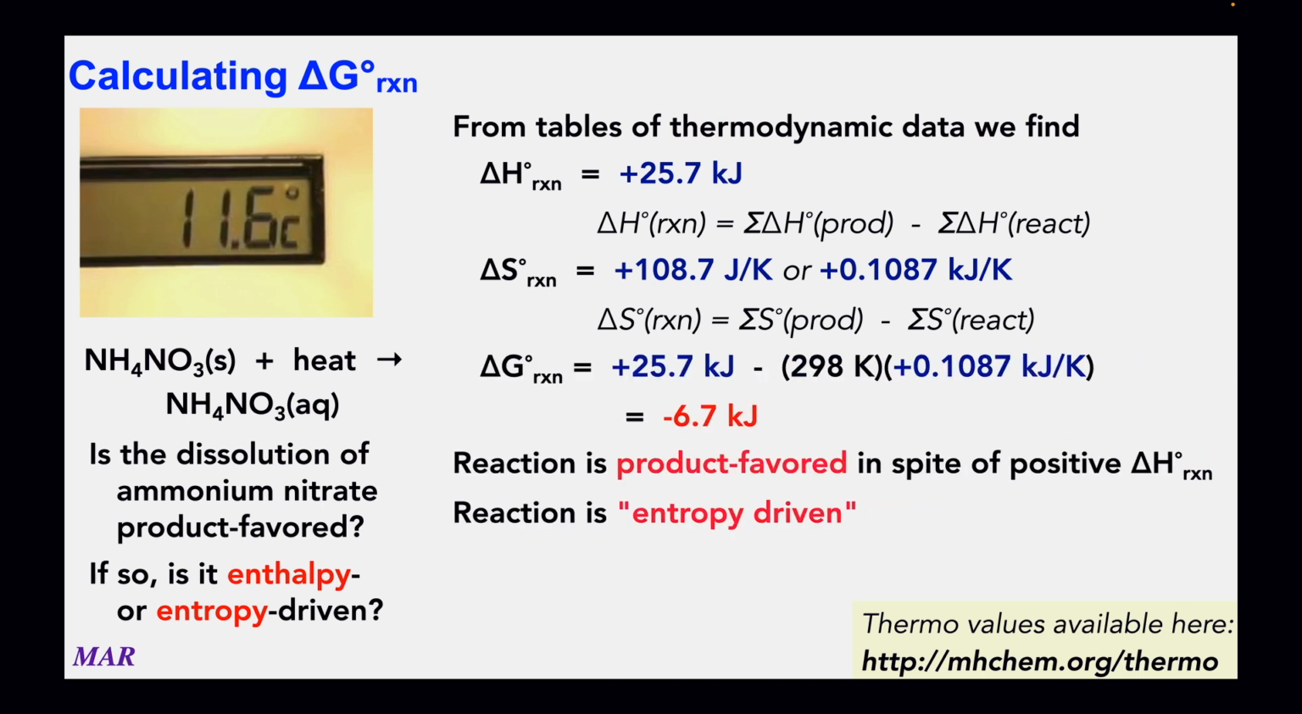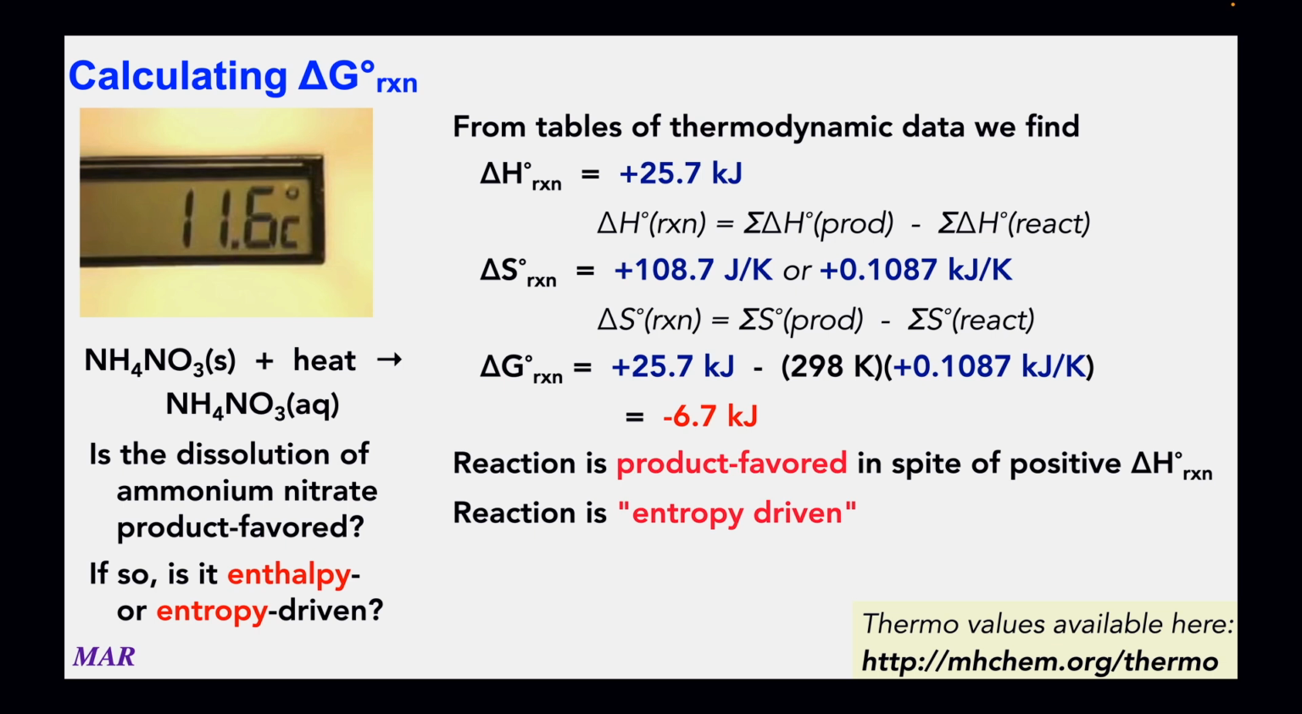So delta G here, when you figure out delta H minus T delta S, make sure delta S is turned into kilojoules, etc., is minus 6.7 kilojoules. So looking at these values, this reaction is spontaneous. Delta G is negative. Spontaneous means it's going to occur. This reaction is entropy driven because delta S is positive, and positive delta S contributes to negative delta G. But this reaction is not enthalpy driven. Delta H is positive, and to have an enthalpy-driven reaction, you need a negative delta H.